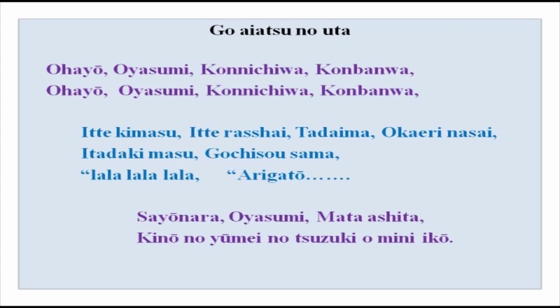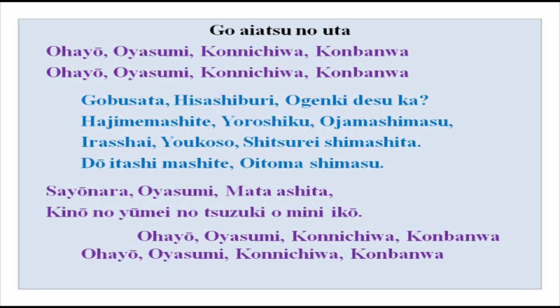This is the Aisatsu no uta. You can see Ohayo, Oyasumi, Konnichiwa, Konbanwa is given. Itte kimasu, itte irashai, tadaima, okaeri nasai, itadakimasu, gochiso sama, arigato, sayonara, kino no yume no suzuki o mi ni ikou. And then we have again repetition of the chorus.